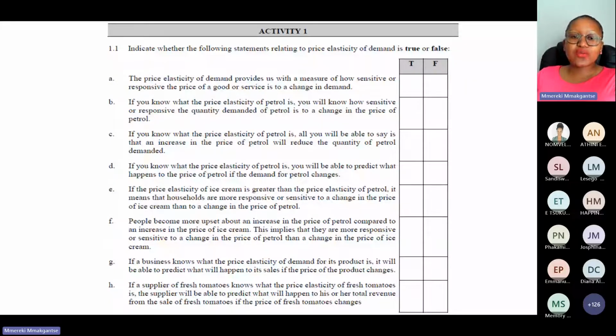You need to know what will happen to quantity demanded of petrol if the price of petrol increases. Number C, if you know what the price elasticity of petrol is, all you will be able to say is that an increase in the price of petrol will reduce the quantity of petrol demanded.